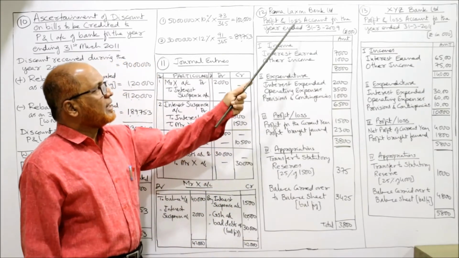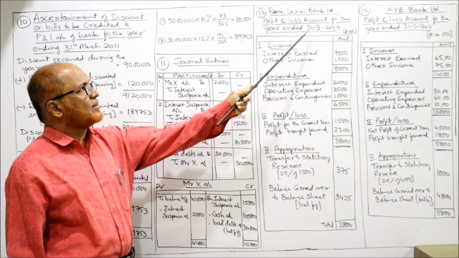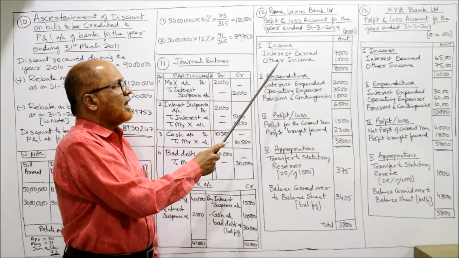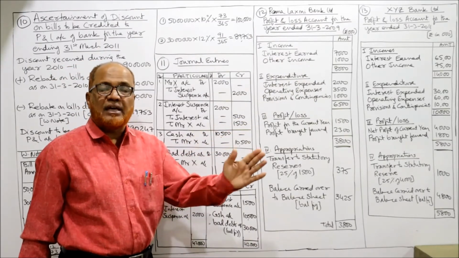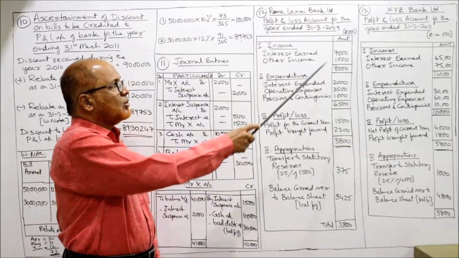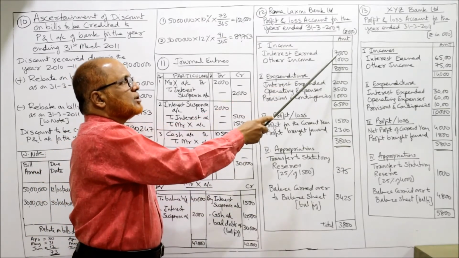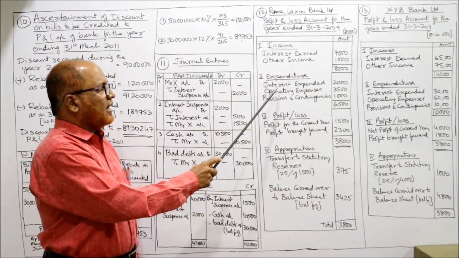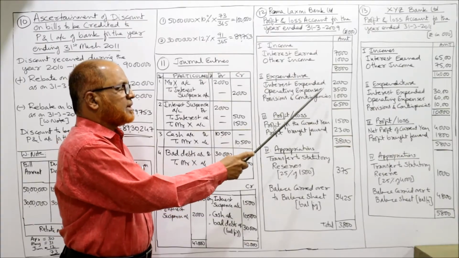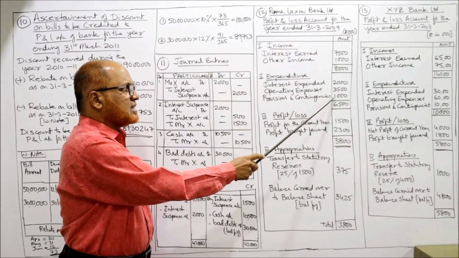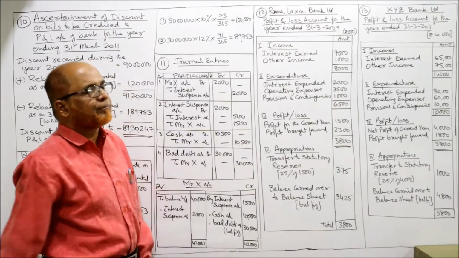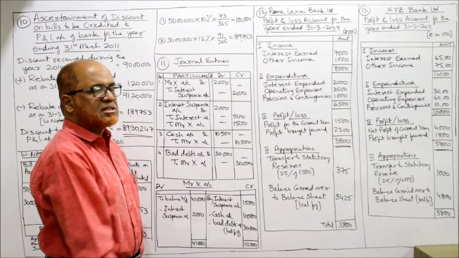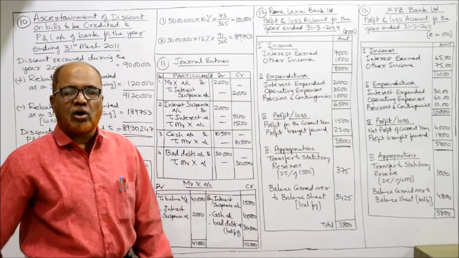Now see here, Rama Lakshmi Bank Limited profit and loss account for the year ended 31st March. Income: we are given interest earned 7,000, other income 1,000. We have omitted 3 zeros, rupees in thousands. So 7,000 interest earned, other income 1,000, total income 8,000. Expenditure: interest expended 2,000, operating expense 3,500, provisions and contingencies 1,000, total of expenditure 6,500. Income 8,000, expenditure 6,500. Third part is profit or loss.